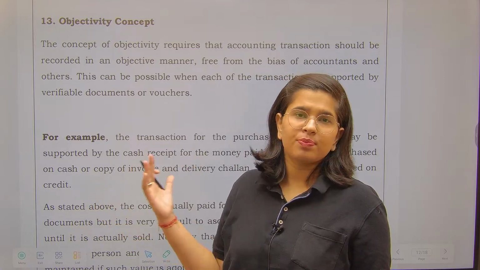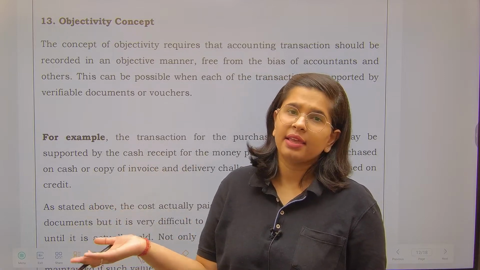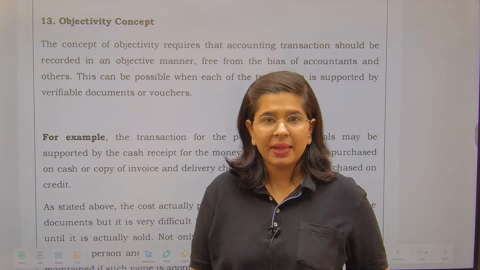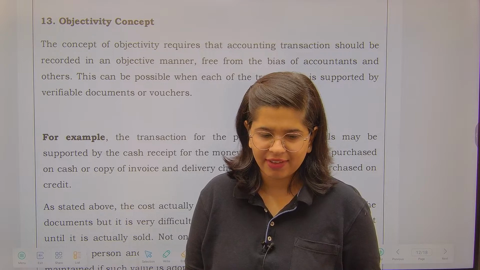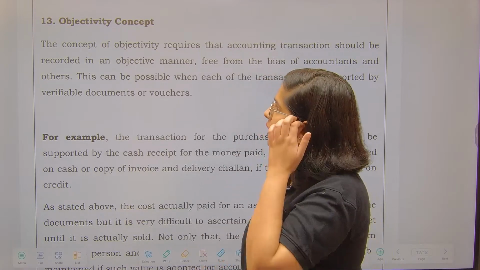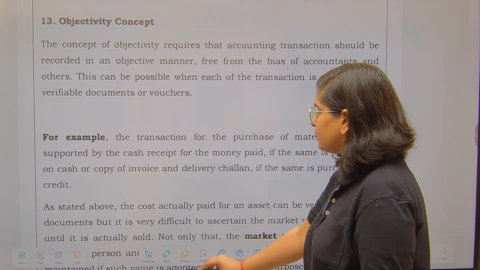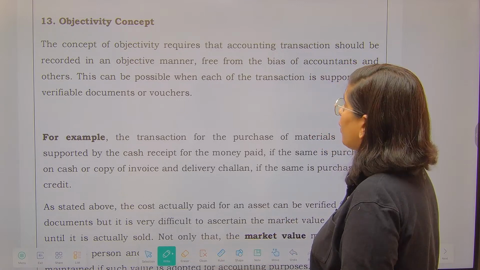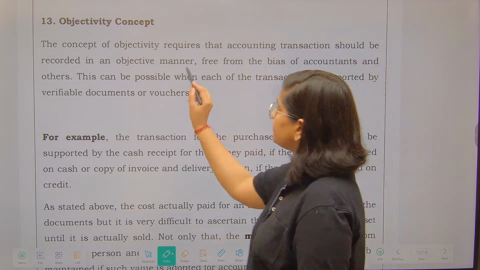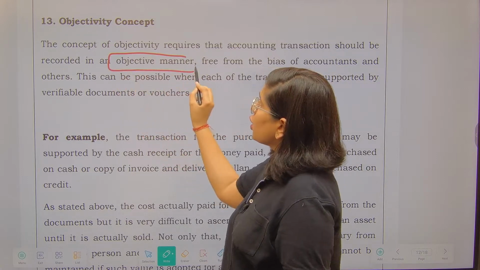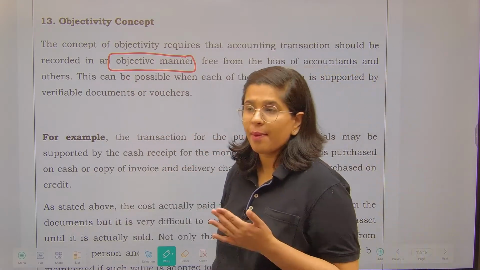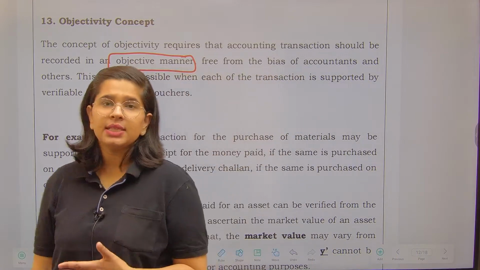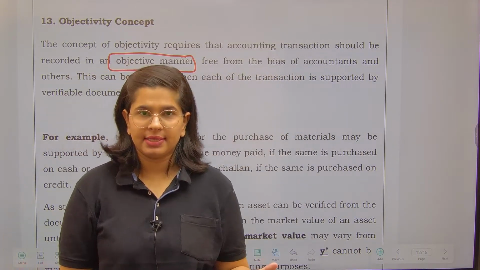The examiner just picks up the example and gives out a question. So please be prepared with the theory as well as the examples. Both are very important. Now let's see the objectivity concept. What is the objectivity concept all about? It requires that your accounting transactions should be recorded in an objective manner. Objective manner means without any bias.